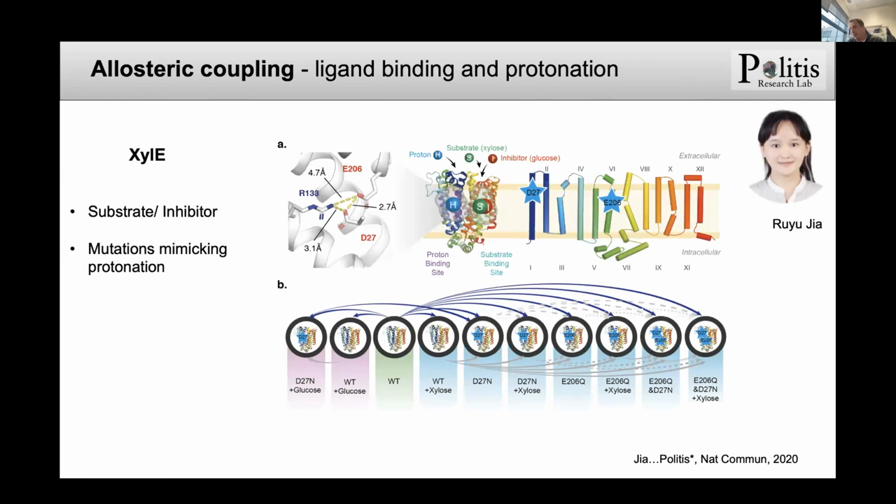However, that was one part of our studies. I also went on to understand mechanistically how protonation and substrate and inhibitor binding affect XylE transport, and we carried out quite a lot of experiments with and without inhibitor or substrates, but also with mutants mimicking the protonation site. We did that by substituting negatively charged residues with uncharged residues. In that way, we mimic the protonation.